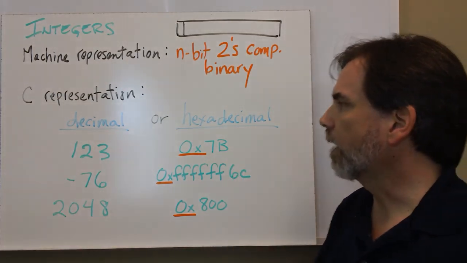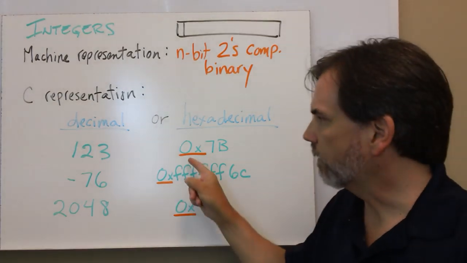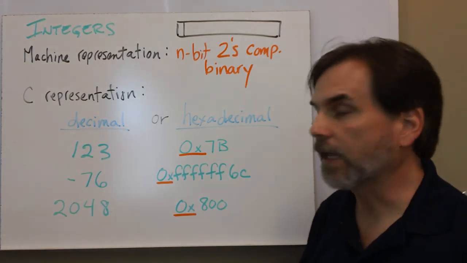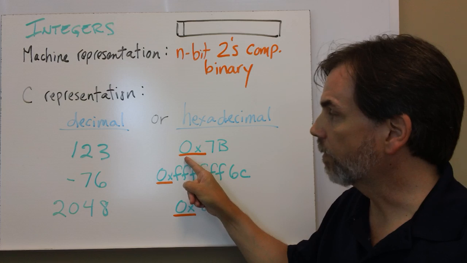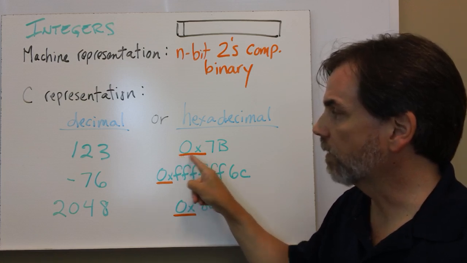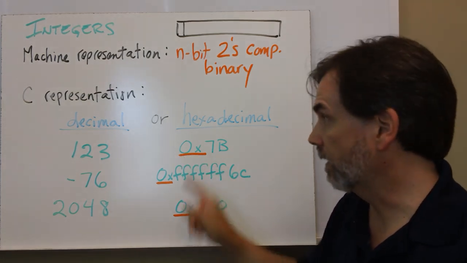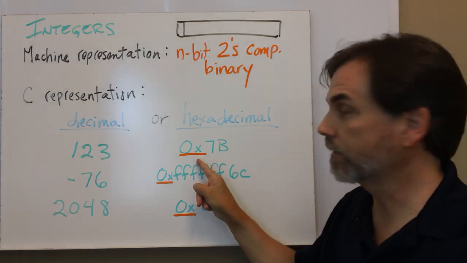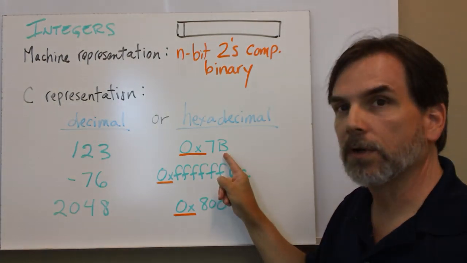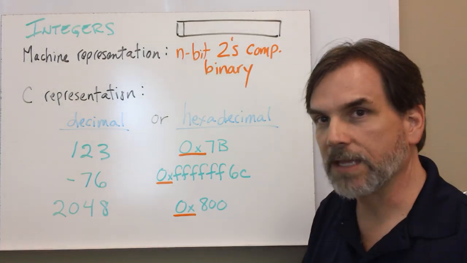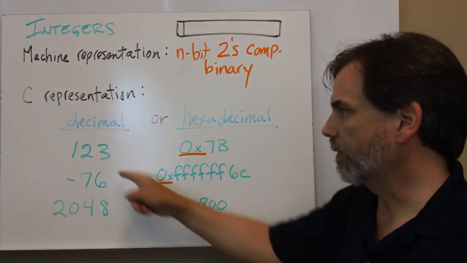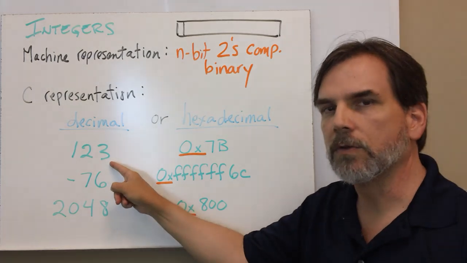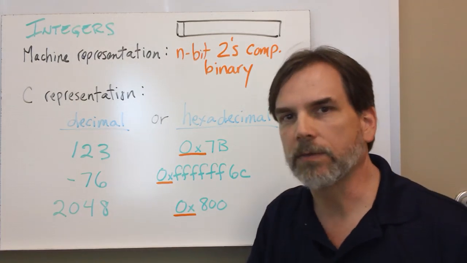For hexadecimal numbers, base 16, we preface them with 0x. Okay? In LC3, we just use the x, but in C, the prefix of a hexadecimal number is 0x. And that's very important. X can be uppercase or lowercase. The letters in the number, the digits can be uppercase or lowercase. That doesn't matter. So this is a hexadecimal number, 7b, which happens to be the same value as decimal 123.